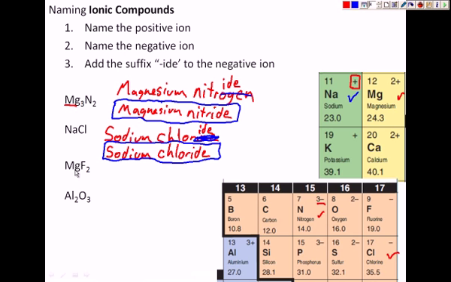At this point, you can put the video on pause and try doing these two yourself. But again, you just follow the same steps. Name the positive ion first, magnesium. Then the negative ion, fluorine. I'm going to take off the "ine" and add "ide." So magnesium fluorine becomes magnesium fluoride. And that's my final answer.